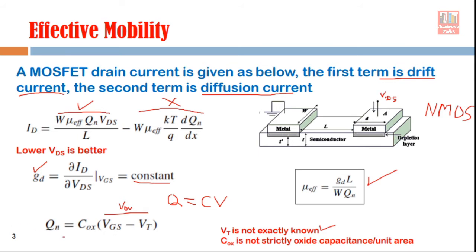So in the coming slides, we are going to discuss certain ways so that we can find out the true value of capacitance, which can be used to find out the charge in the channel region. And knowing that charge with accuracy is important for finding out the accurate value of effective mobility.